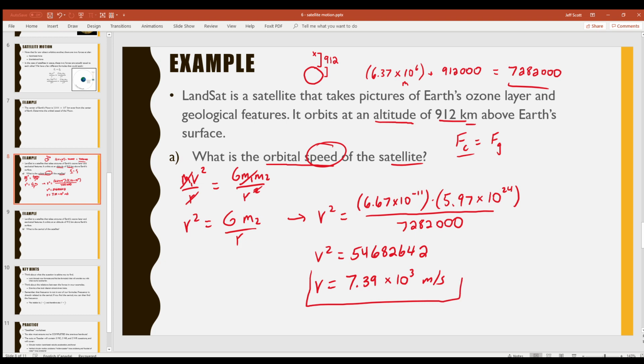So again, the key to this question was to recognize that with satellite motion, we know that the centripetal force equals the gravitational force. And then we could do some tricks with some algebra here, noticing that we had an m1 on the top on the left side and an m1 on the top on the right side, so they could cancel out. And we could also just make our life easier a little bit by cutting out the r on the bottom of the left side of the equation and one of the r's on the bottom of the right side of the equation as well.